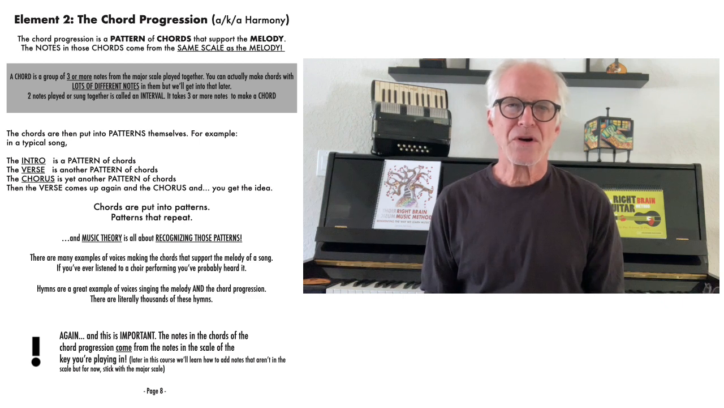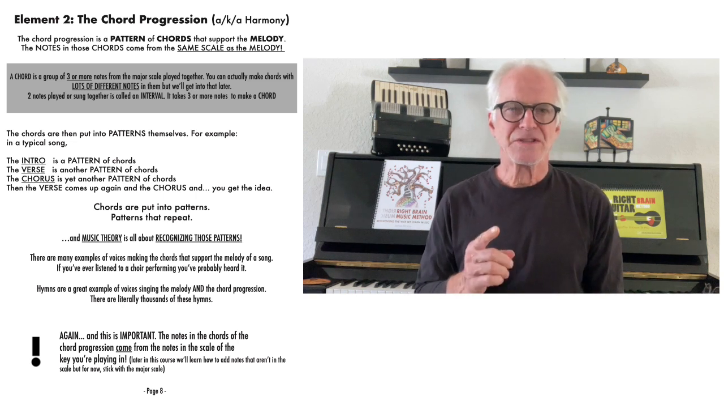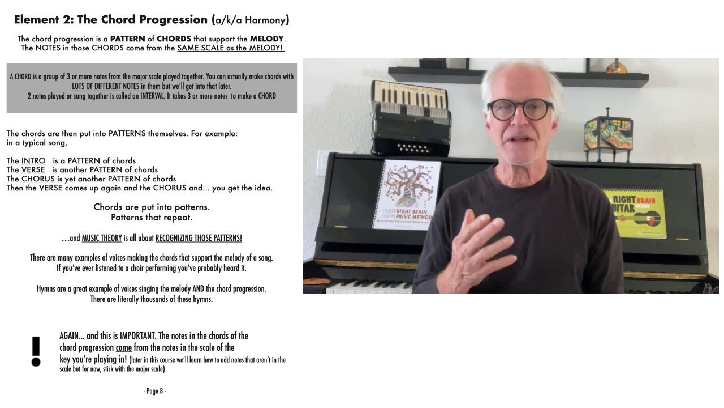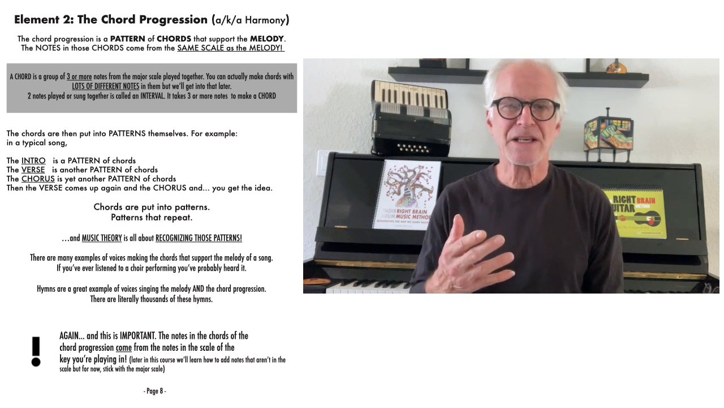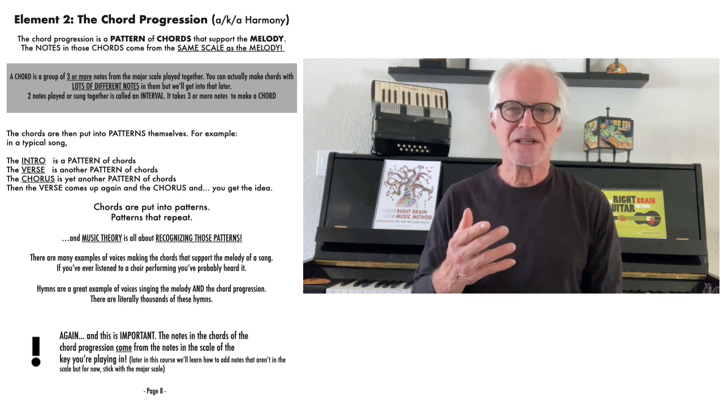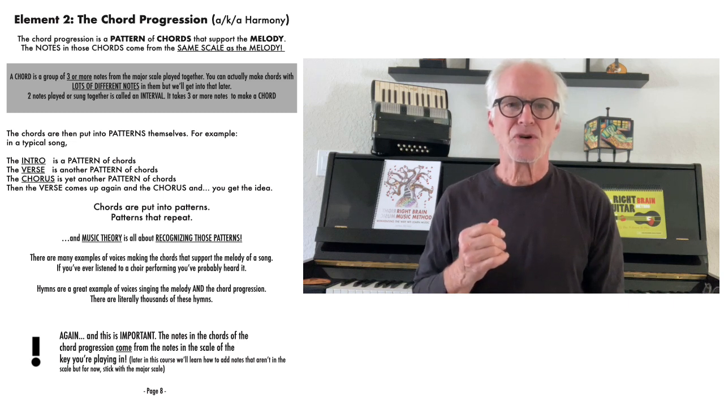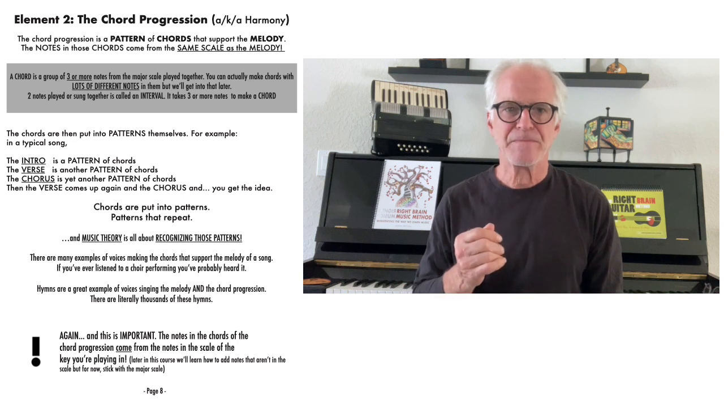Now, the chords are then put into patterns themselves. For example, in a typical song, there would be an intro, which is a pattern of chords, then a verse is another pattern of chords, then the chorus is yet another pattern of chords, then the verse comes back again, and the chorus comes back again, and you get the idea. Chords are put into patterns that repeat. And music theory, again, is all about recognizing those patterns.